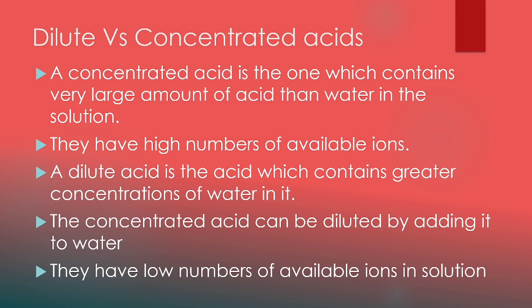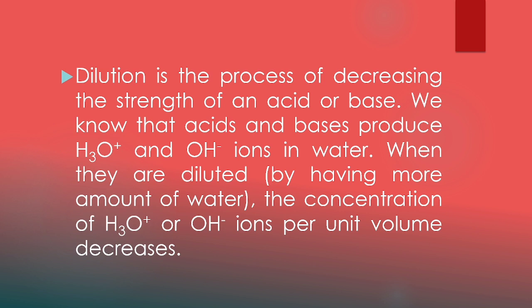So water is less, acid is more, then it is concentrated. They have more number of available ions, whereas a dilute acid is the acid which contains a greater concentration of water in it. That is, acid is less, water is more, then it is called dilute. Concentrated acid can be diluted by adding it to water, because most of the time in the labs we have to use dilute acids or acids of different concentration. So we will have to dilute the acids, and once we dilute, they will have a low number of available ions in solution.